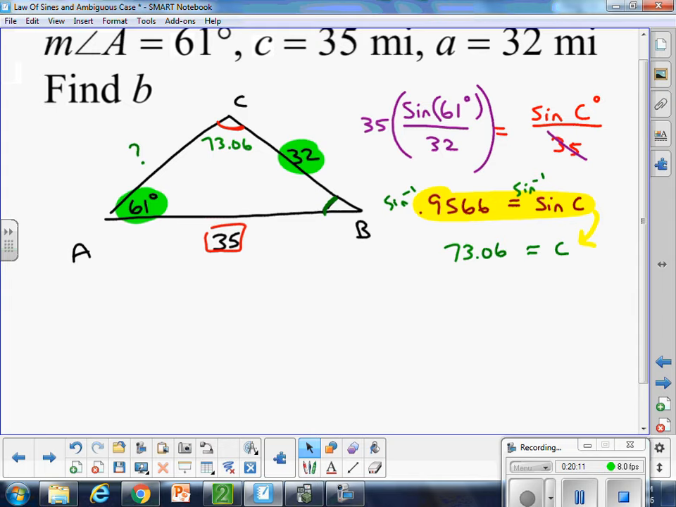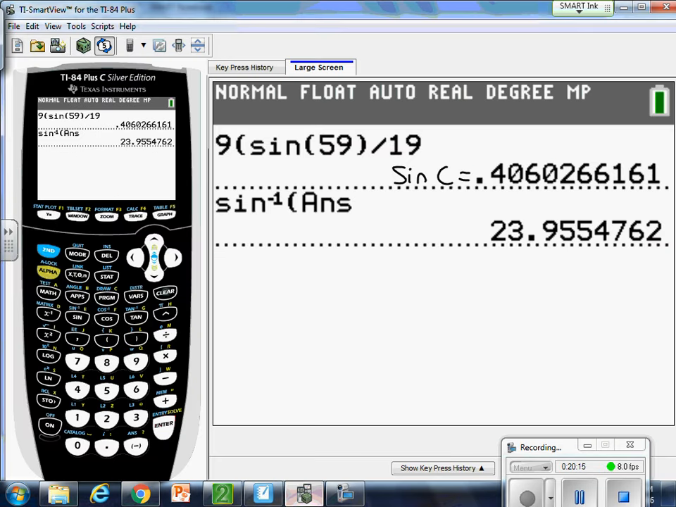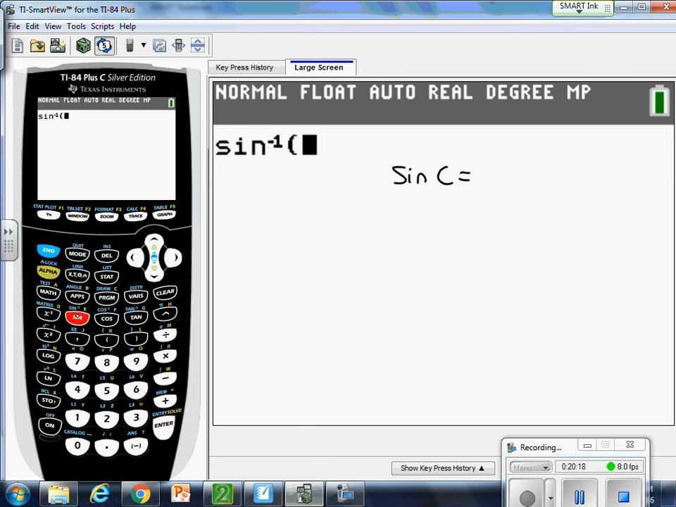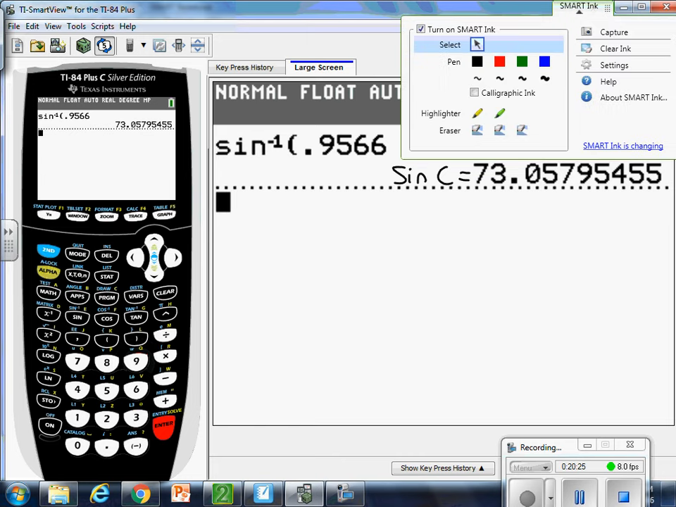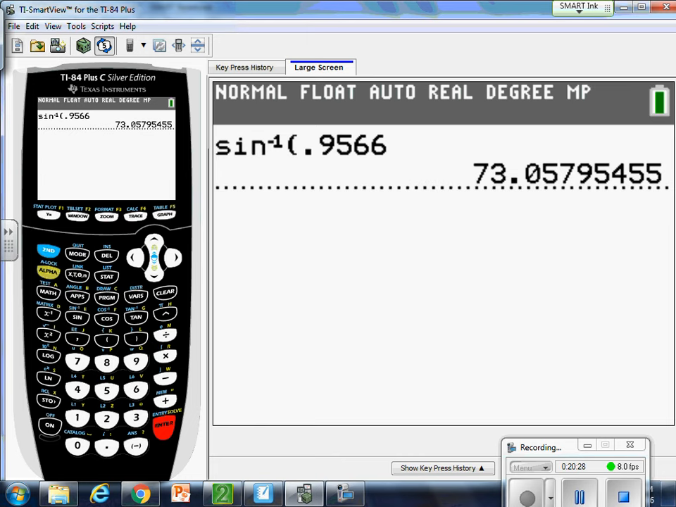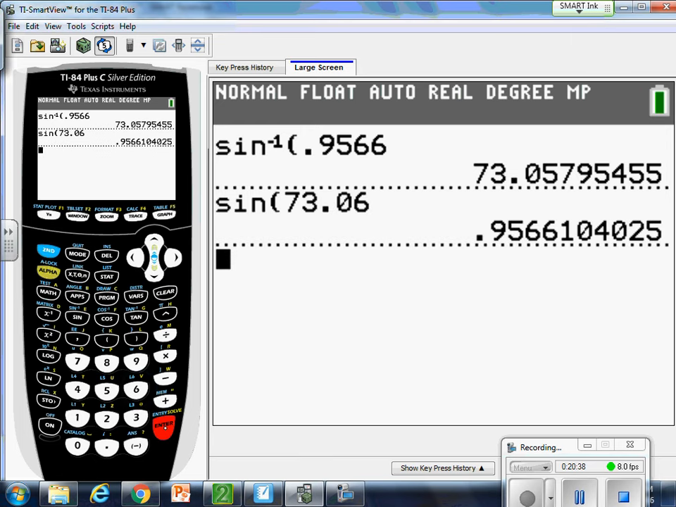Okay, let me verify here. So the step I did was inverse sine of 0.9566, right? And we got that answer. So the sine of 73.06 equals 0.9566. Okay, here's the thing. If you remember from the unit circle, or if it's been a while, here's just a real brief thing. This is like a 73 degree angle roughly, right? There'd be a triangle right here, and there would be my angle. And the sine of that angle would be 0.9566.